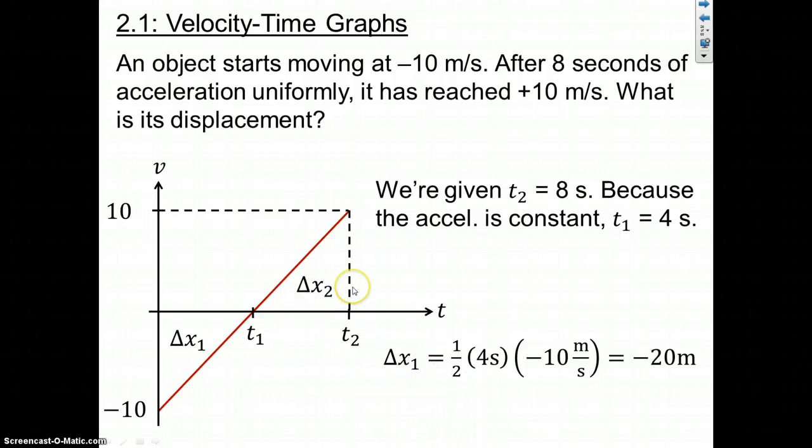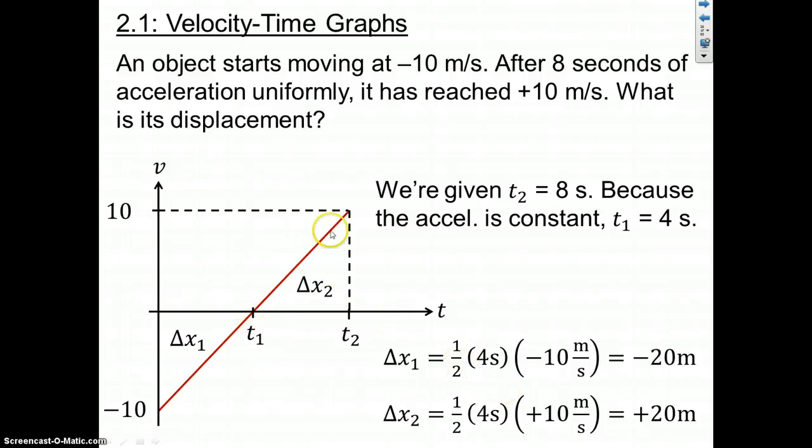Delta x2 is what we're going to look at next. We use the same exact formula because we have a triangle. That's the shape formed by the area under this part of the curve. So we have 1/2 base height. The base, again, is from t1 to t2. That length is the base. And if this is 4 seconds and this is 8, then this is 4 seconds.